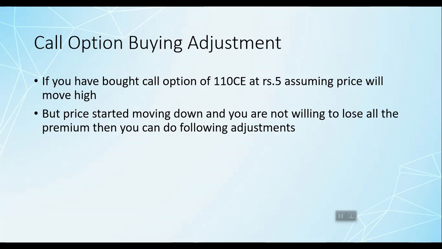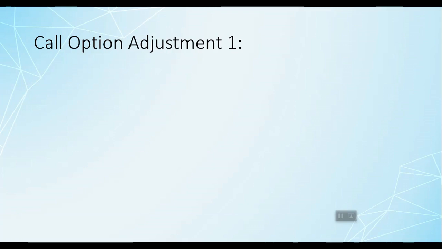Okay, so at that time your premium will keep on reducing, so you will get profit only if the stock price moves high, and after that if the stock price starts moving down, you will start making losses. Okay, so how can we do an adjustment for that, so that we do not end up with the entire 5 rupees premium which you have paid as a loss?